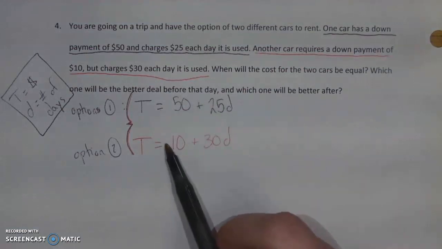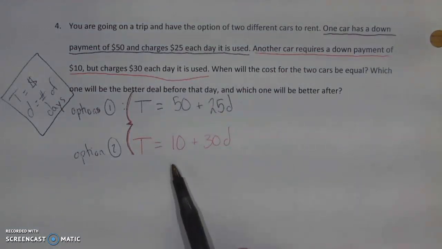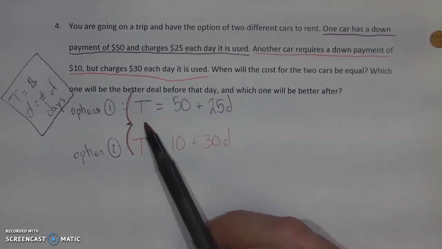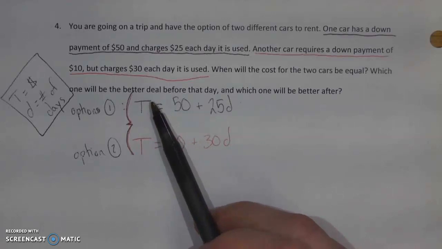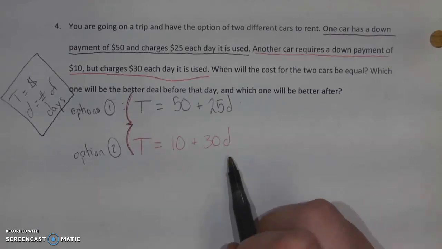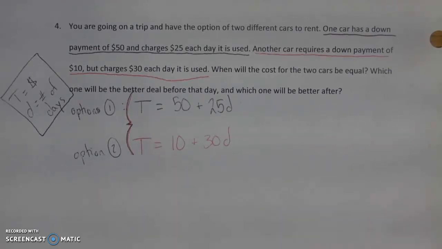And since I have two equations, I can solve them using what we've learned from systems of equations. I can substitute this in for this t. I can use systems of equations with elimination. I can graph. Any of those options will work, and they will tell me the number of days and the amount that I would spend for those number of days.